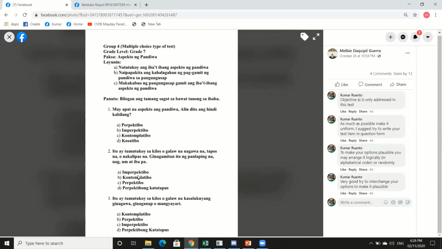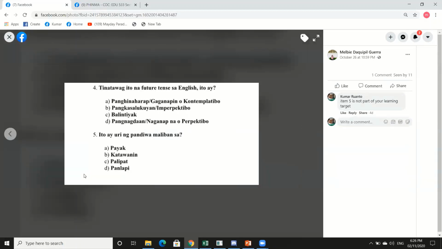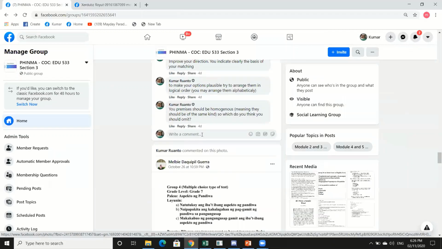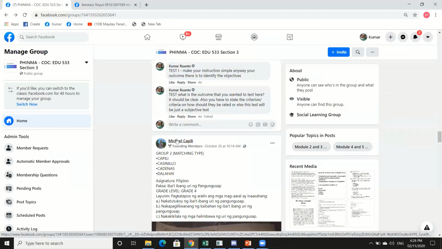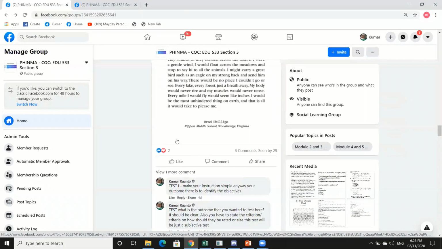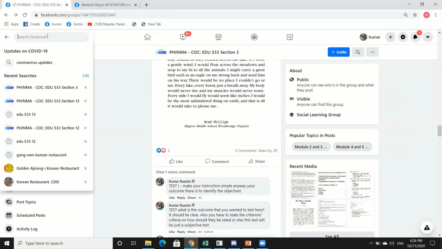Okay, if you have options that are similar, let's say from item 1 to 3, you can arrange them randomly. Okay, there's item 5 that's not part of the objective. Okay, so that's it for section 3. Okay, let's move to some examples in section 5.